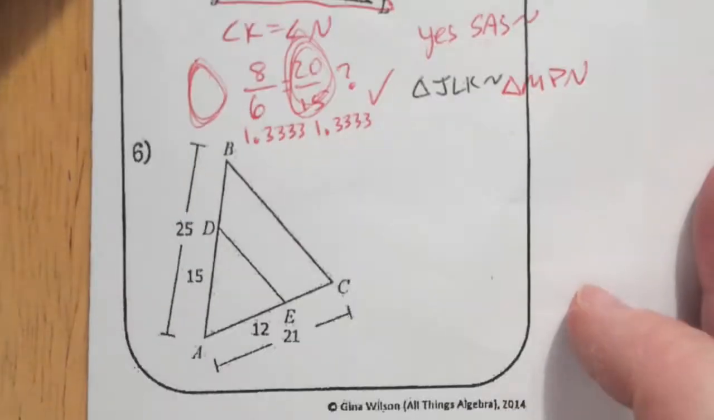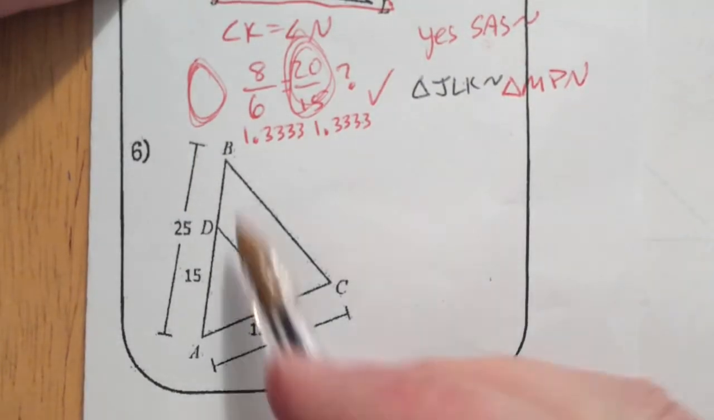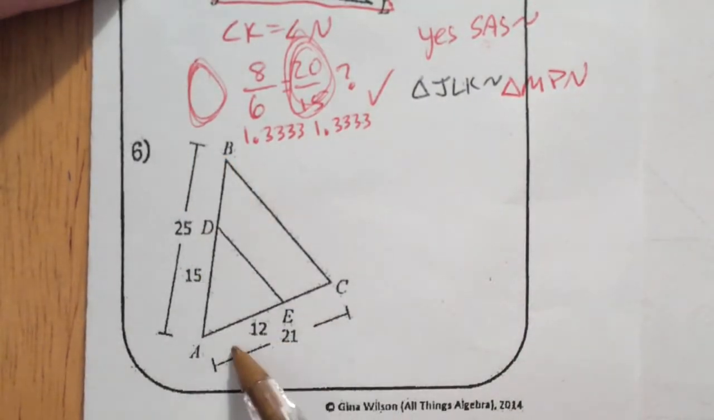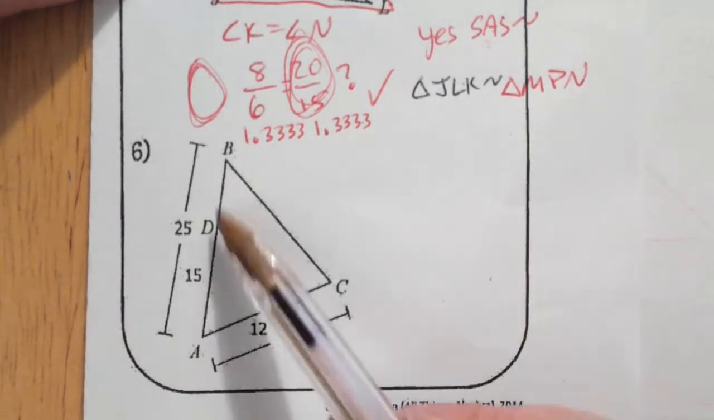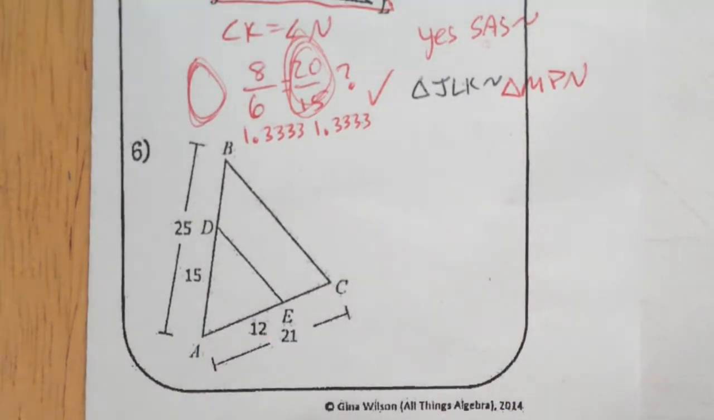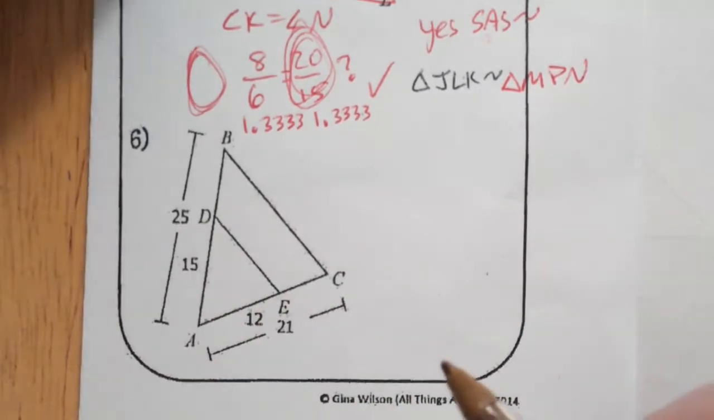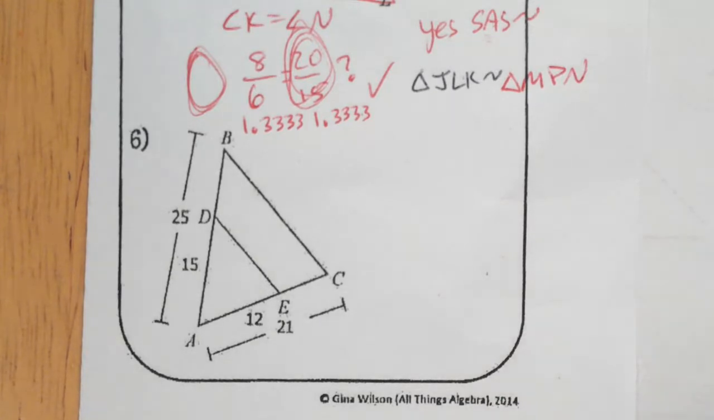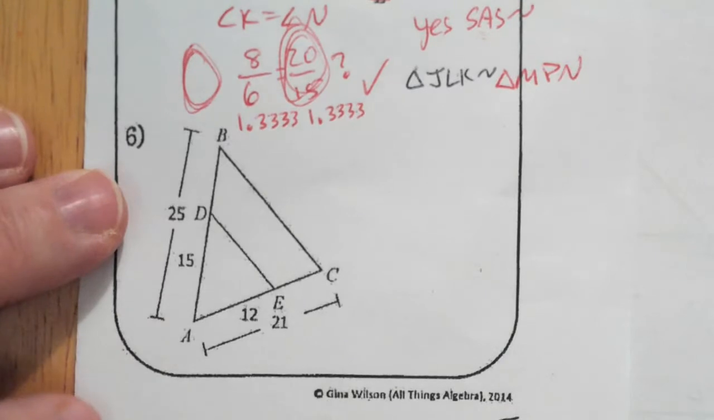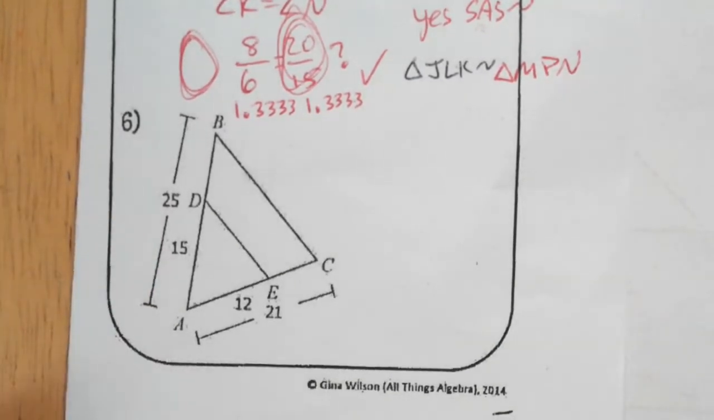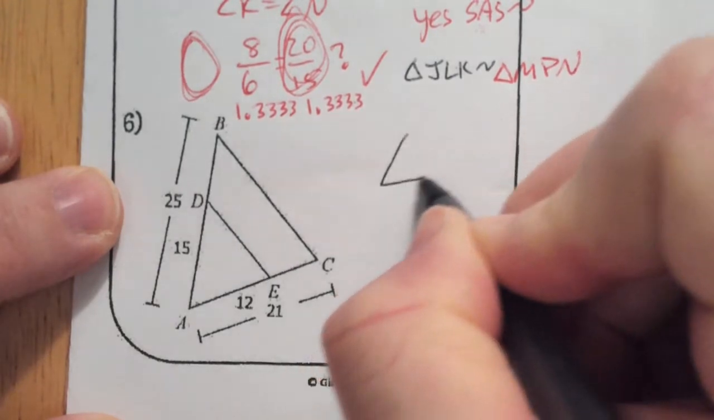All right, sweet. And this one right here. Right now we're missing the third side, so it's probably SAS similarity. That's probably what we're going to do. What I suggest that you might want to do is maybe separate the two triangles. That might make your life a little easier. So let's go ahead and do that.